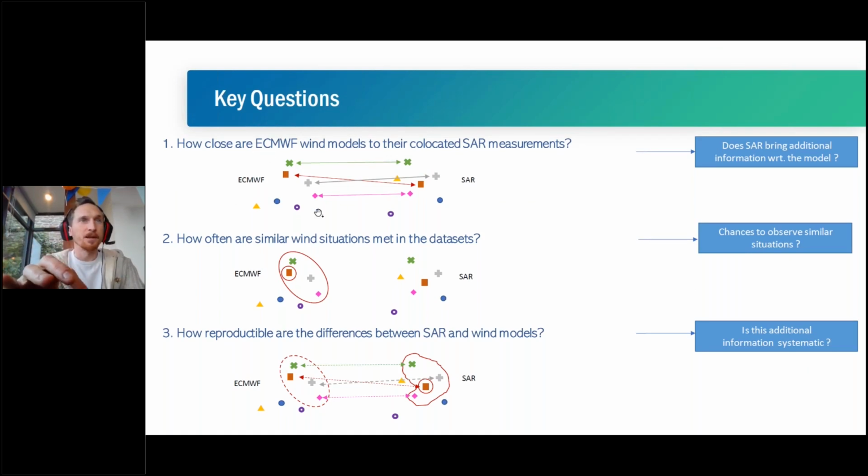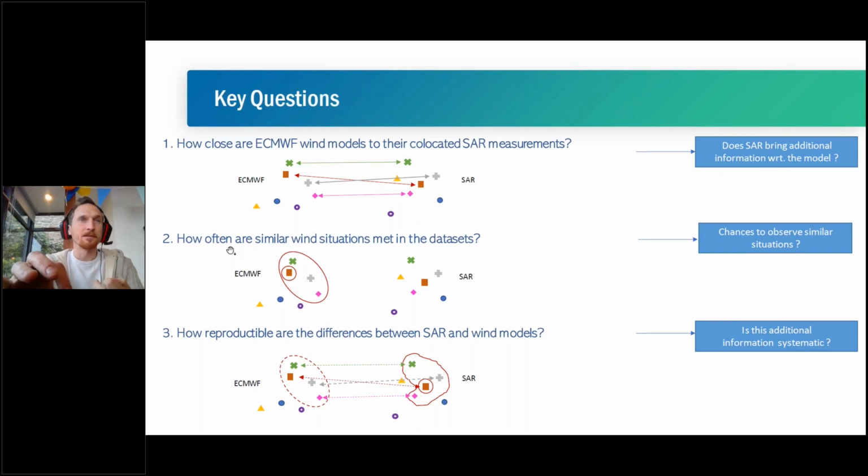So we have three key questions that we are also opening with this issue. Let's say we have on the left ECMWF outputs, and on the right we have SAR measurements. One question is, how close is the ECMWF model from the collocated SAR measurements? This question indicates to us whether there is some additional information in the SAR.